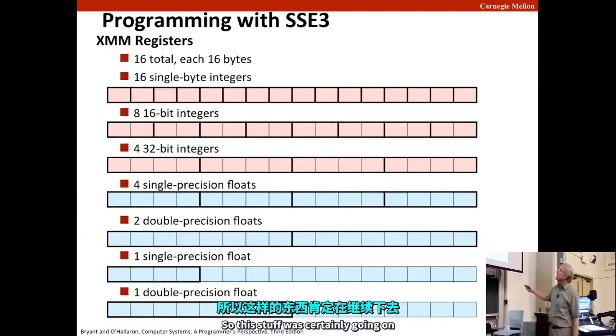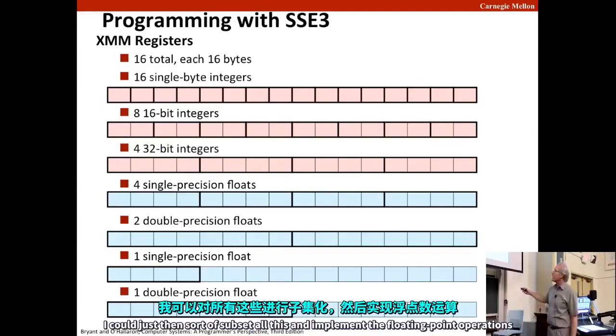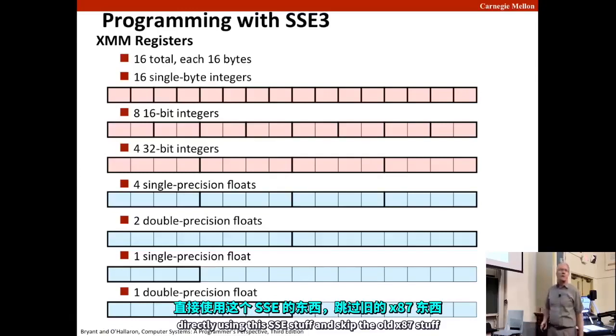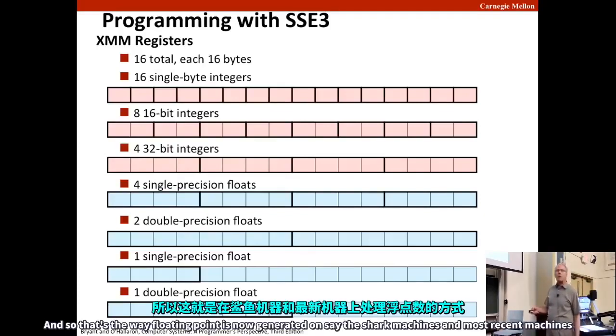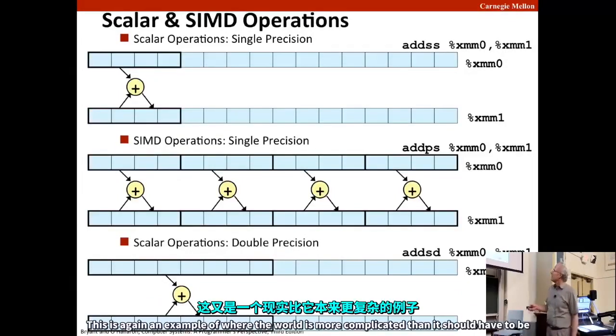So this stuff was going on, and somebody had the observation that I could just subset all this and implement the floating point operations directly using this SSE stuff, and skip the old x87 stuff. And so that's the way floating point is now generated on, say, the Shark machines and most recent machines. This is again an example of where the world is more complicated than it should have to be.